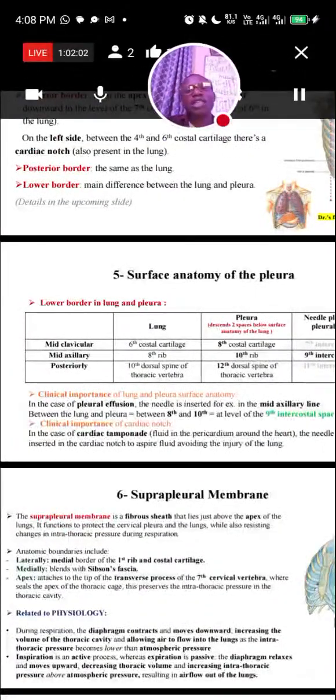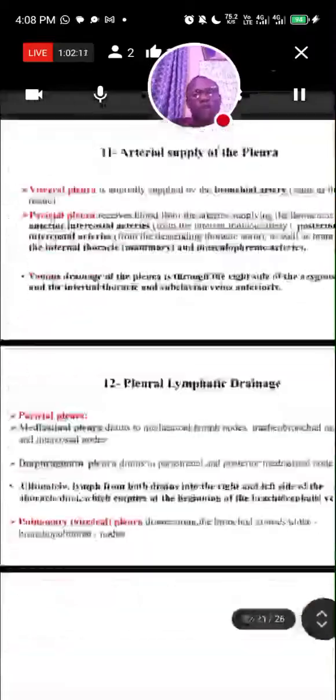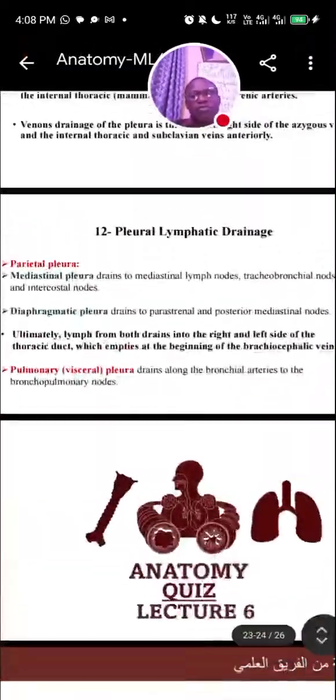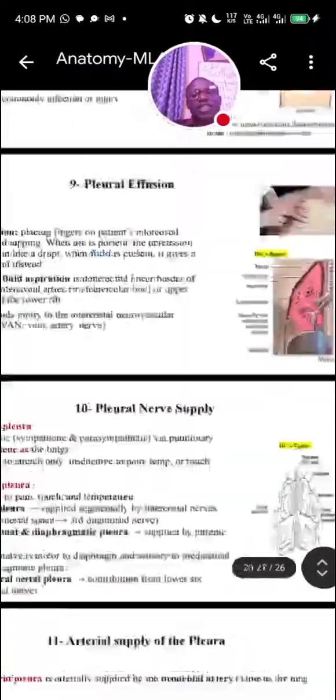Next one, we look at the surface anatomy of the pleura. Before we do, ladies and gentlemen, we'll be looking at joint. Let's pause here. We have a whole lot. How many points do we have here? About 12 points. We've taken 5.